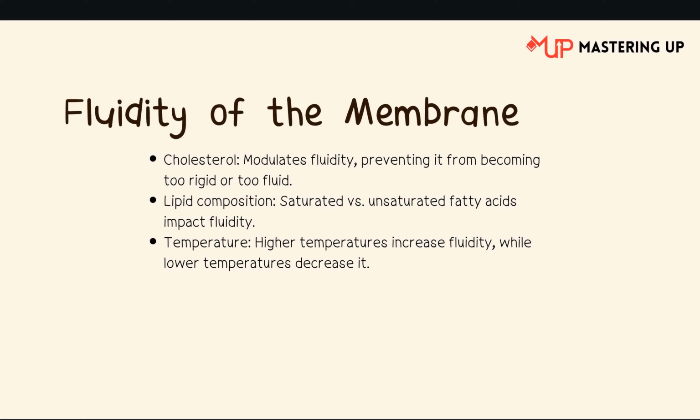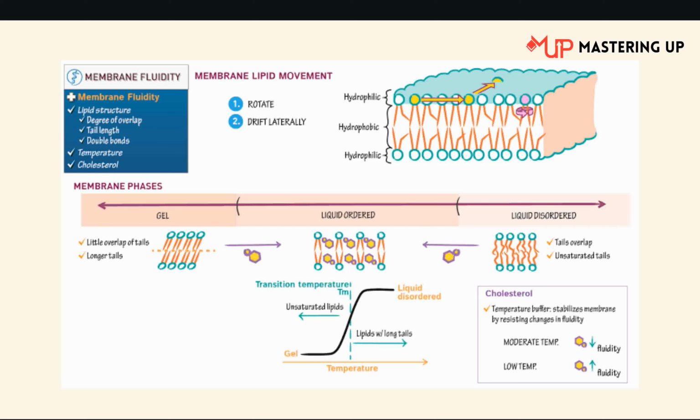Finally, temperature affects fluidity. High temperatures increase fluidity while low temperatures reduce it. Cells in cold environments may adapt by increasing the proportion of unsaturated fatty acids in their membranes. This is an illustration showing membrane fluidity. You can see the hydrophilic part and the hydrophobic part of the phospholipid bilayer.